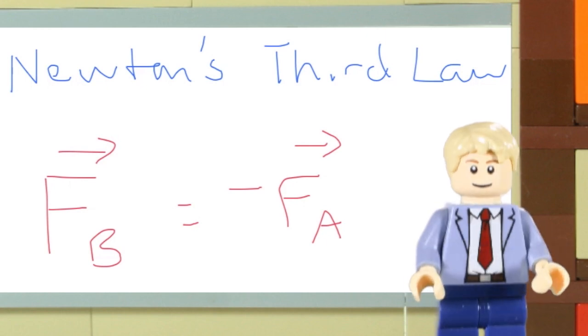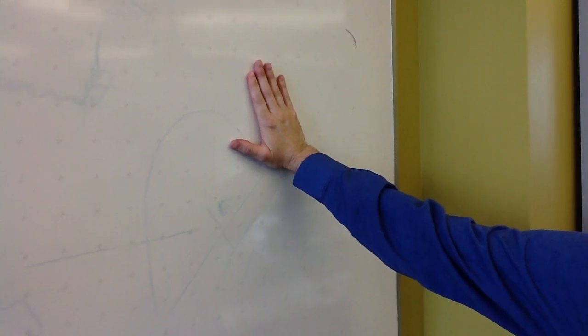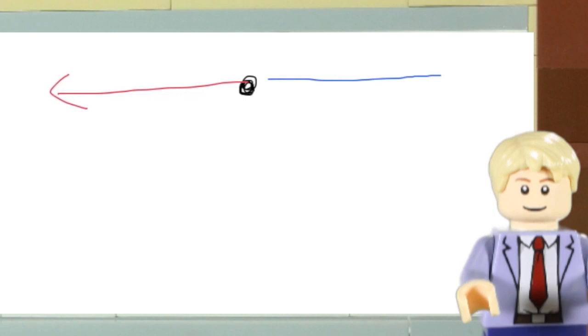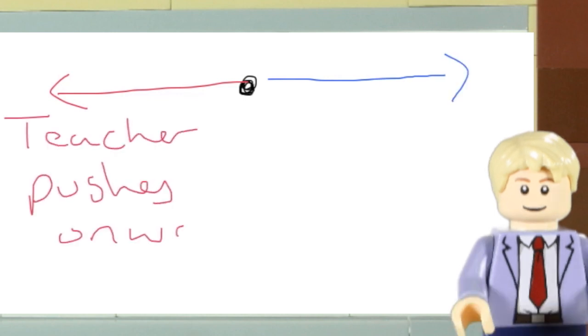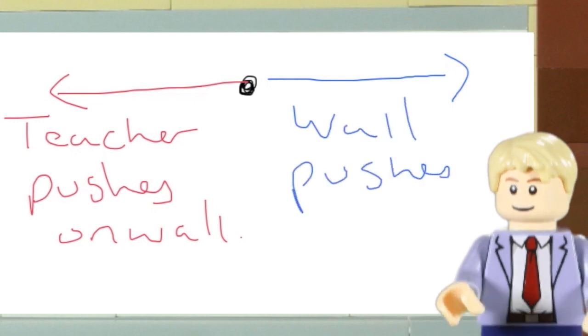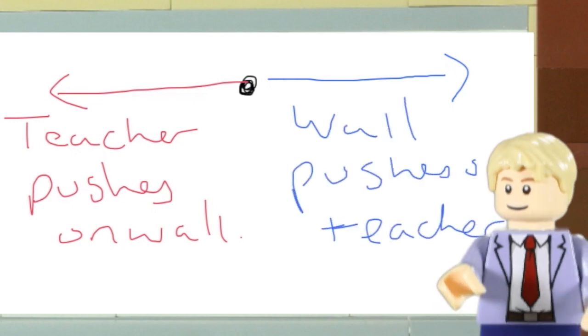Here I am, leaning on the wall. I could express this as a force in agent-object notation as teacher pushes on wall. According to the third law, the other simultaneous force is wall pushes on teacher. What is the relative size of those forces?